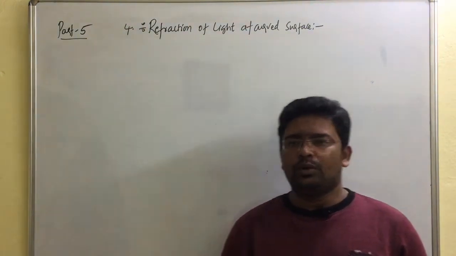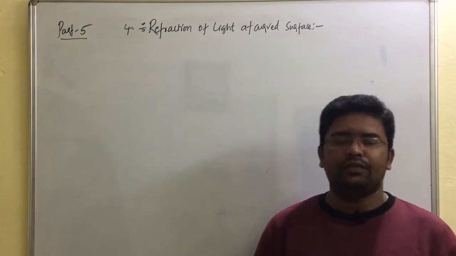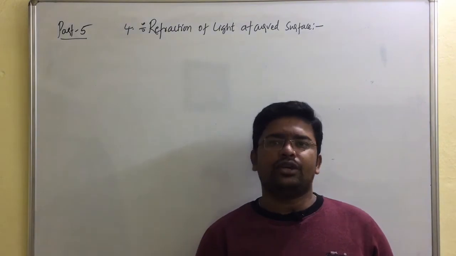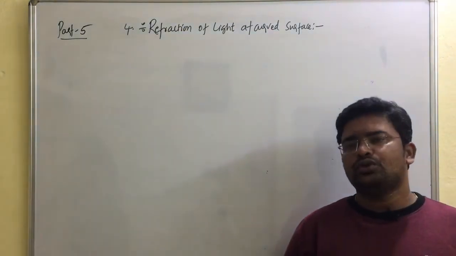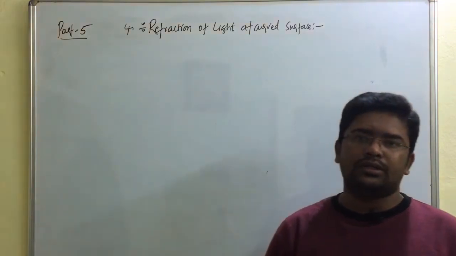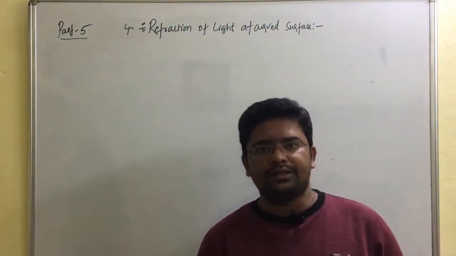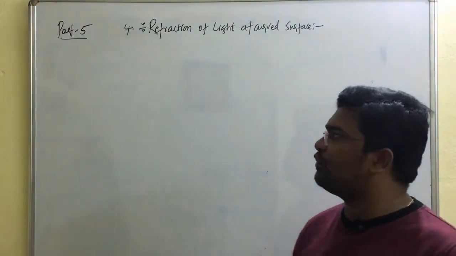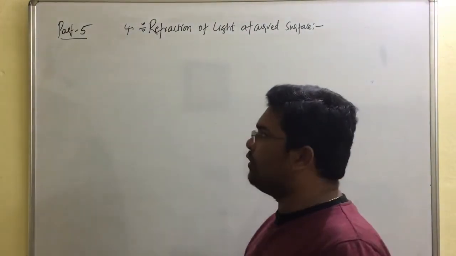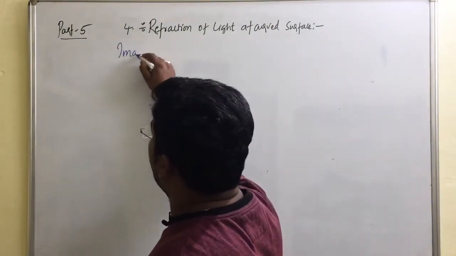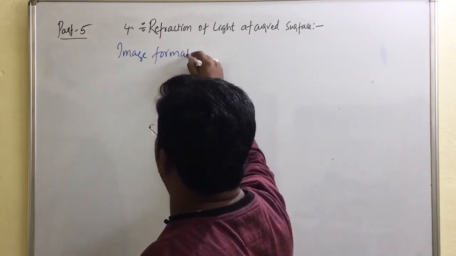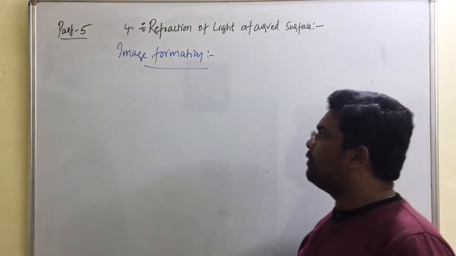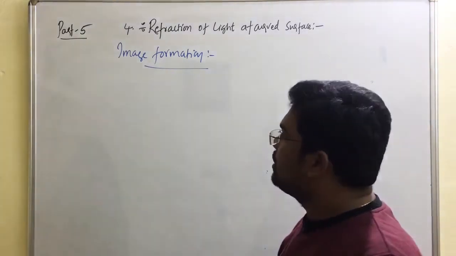Today we are going to study one more important concept of our chapter, refraction of light at curved surfaces. In our previous discussions we studied refraction of light at curved surfaces, and we also studied lenses and how light behaves when it is incident on a lens. Today's topic is image formation: how do we show the formation of an image when an object is placed at various positions in front of both biconvex and concave lenses? So let us study here.